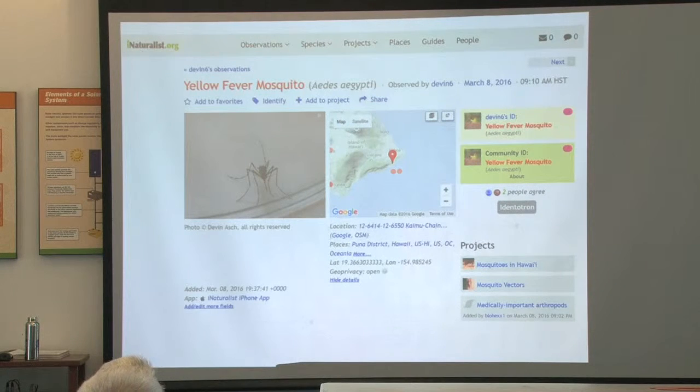This is one, you can't see it because of the room lighting. That's another Egypti. And you can see that's down in the Kalapana area. Right? You might not expect that, the classic Egypti habitat is a very dry area. And we all know that Puna is pretty wet, although it's fairly dry down near the water.